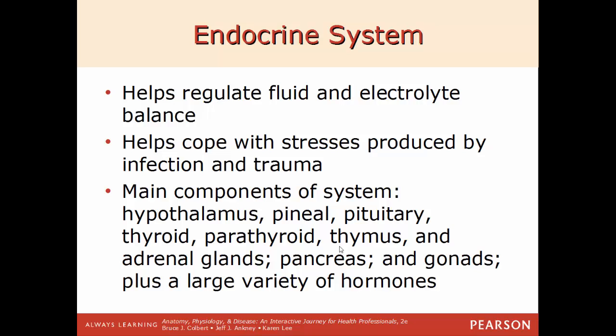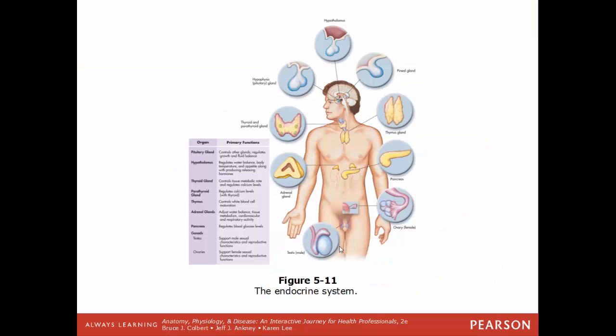The main components of the system: the hypothalamus, pineal gland, pituitary gland, all those are in the brain. The thyroid, parathyroid, thymus, the adrenal glands on top of the kidneys, the pancreas, and then the gonads, plus a very large variety of hormones. Here are some of those structures and their location. The hypothalamus up here, pituitary gland, the master gland of the whole system. Pineal gland, the thymus, right about here. Thyroid, just below the voice box. Pancreas, just behind the stomach. The adrenals, right on top of the kidneys. For females, the ovaries. Of course, in males, the testes.